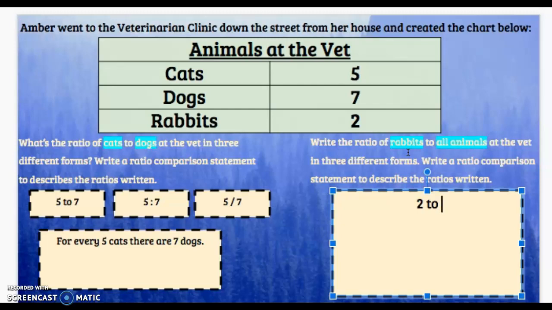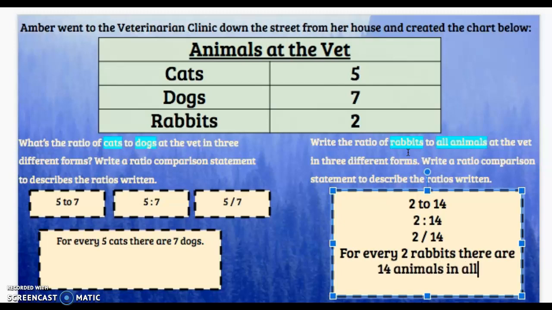So we have to add them all up. 2 plus 7 is 9. 9 plus 5 is 14. So it's 2 to 14, then 2 colon 14, and then 2/14. And then remember our ratio comparison statement: for every blank, there are blank. So for every 2 rabbits, there are 14 animals in all.